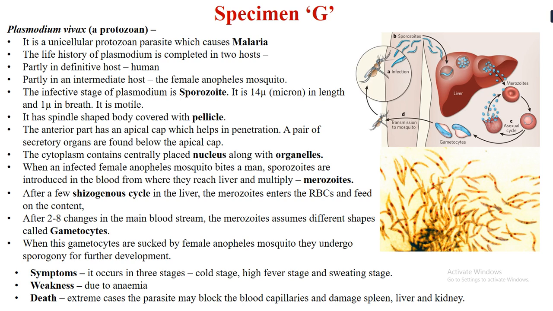Now speaking about the symptoms of this disease, the first thing is that it causes malarial fever. Its infective stage, that is sporozoite, is found inside the stomach of the female Anopheles mosquito, and it is transmitted to human beings through its saliva when it bites the human.